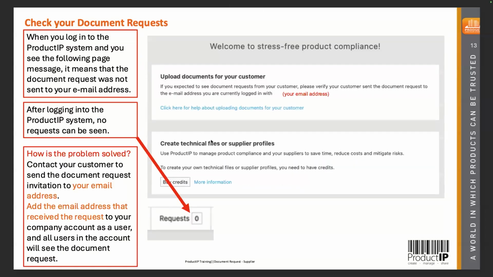Then we are already at the document request itself, so you can check your document requests. In your account, when you are logged in, you have at the top a button called requests. If after login there is 0, it means you don't have requests right now, but you are expecting a request. So you can ask your customer if they have used the correct email address and they could send it again.